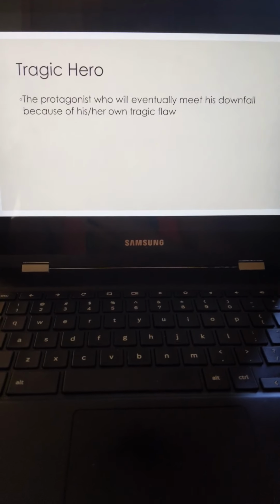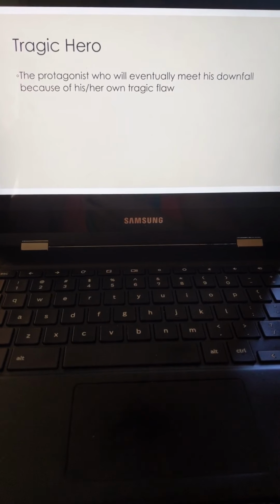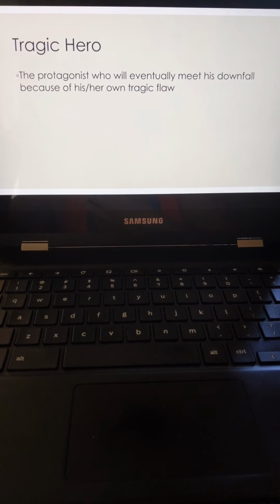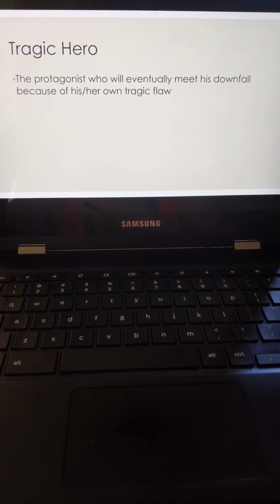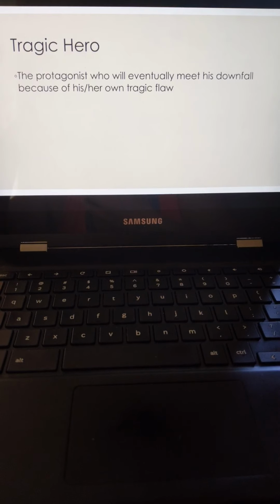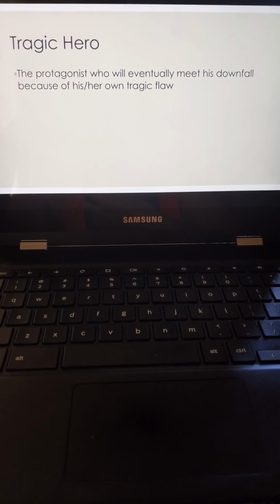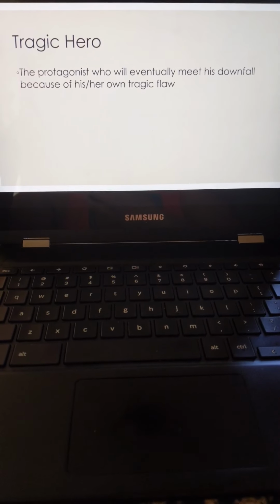The next one is very important. This is a tragic hero. So a tragic hero is the protagonist who will eventually meet his downfall because of his or her own tragic flaw. So the importance with a tragic hero is understanding that inevitably the reason for their downfall is their own flaw within themselves.